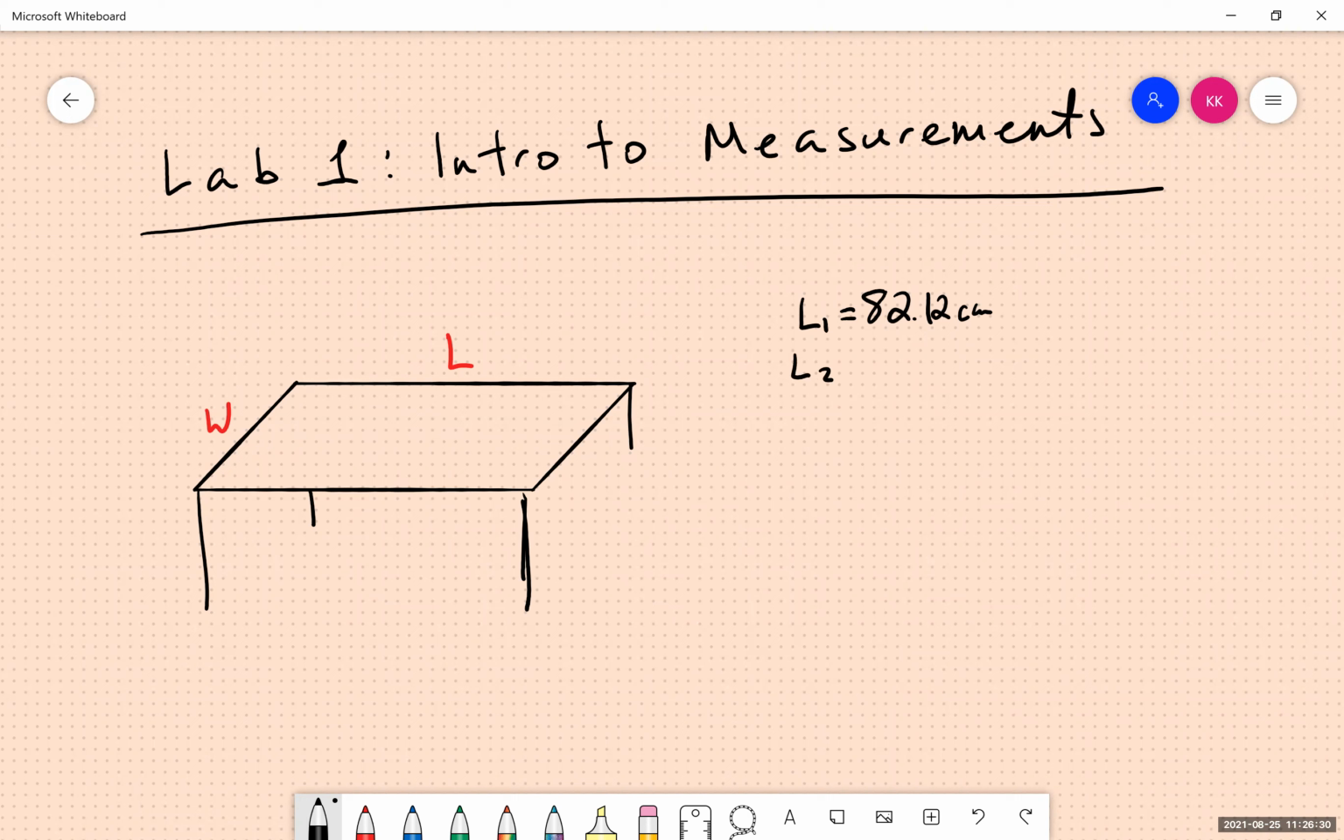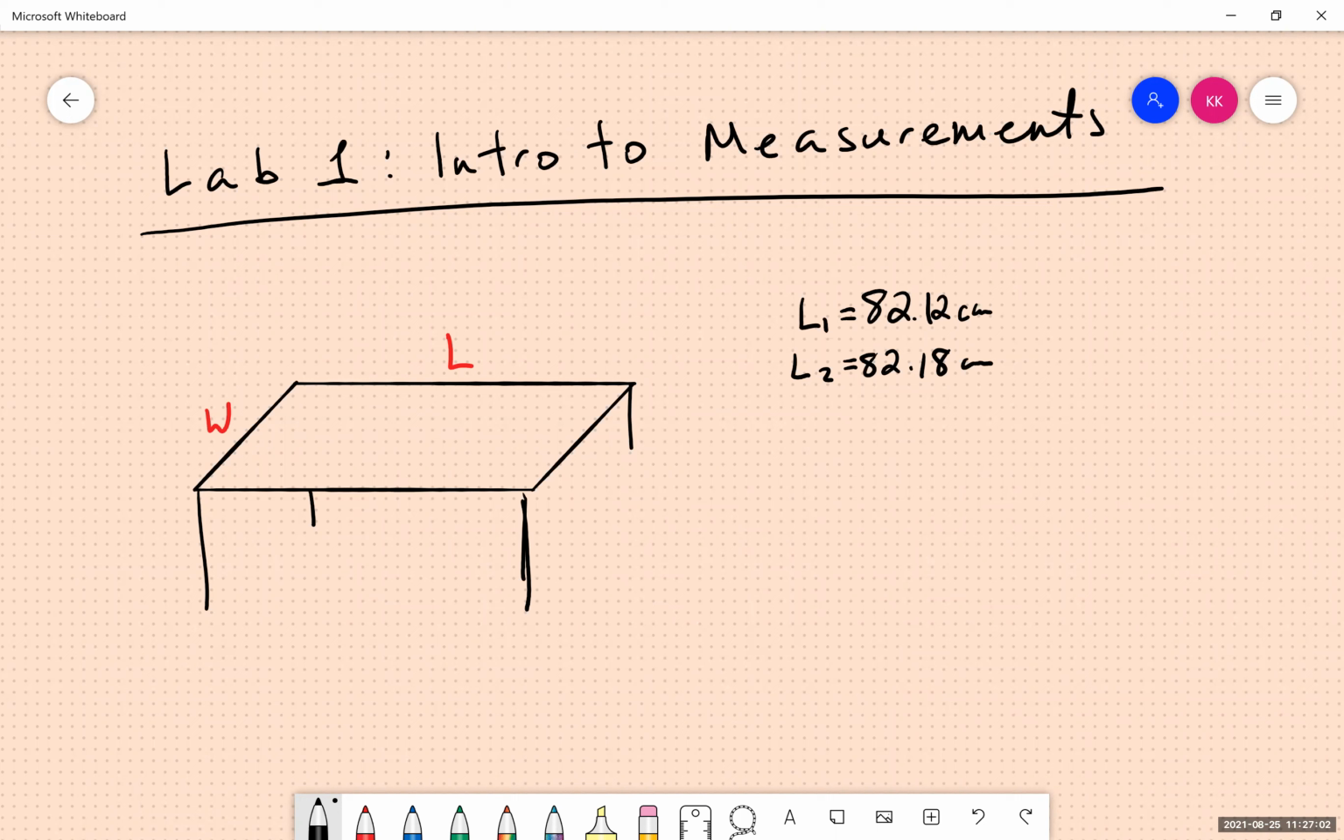Okay, for example, when the second person makes the measurement, one of the things that always happens is the measurement is slightly different. Very, very rarely are you going to have 2 people measuring the same thing and ending up with exactly the same number, for example, 82.12. The second person will get maybe 82.18 centimeters. Now, what we have is 2 numbers, slightly different, but very close to one another.